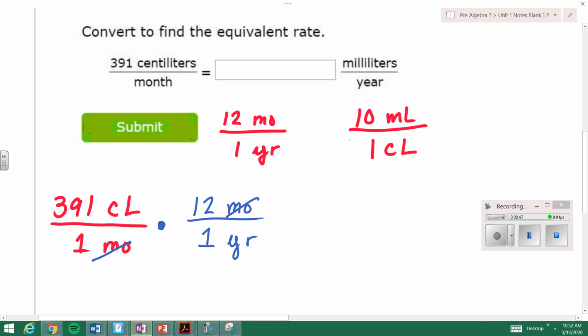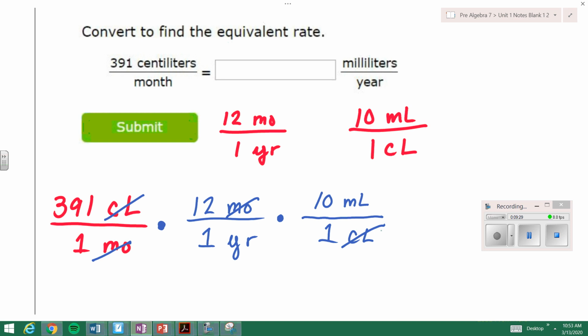But that's not what I asked. I asked for milliliters per year. So I also have to take that number and multiply by another conversion rate. And that is 10 milliliters for every 1 centiliter. Okay? And the reason why I oriented the ratio, the conversion rate in that way is because I wanted the centiliters to cross cancel with my other centiliters. So in essence, I'm multiplying 391 by 12 by 10, all ones on the bottom. Okay, so 391 times 12.